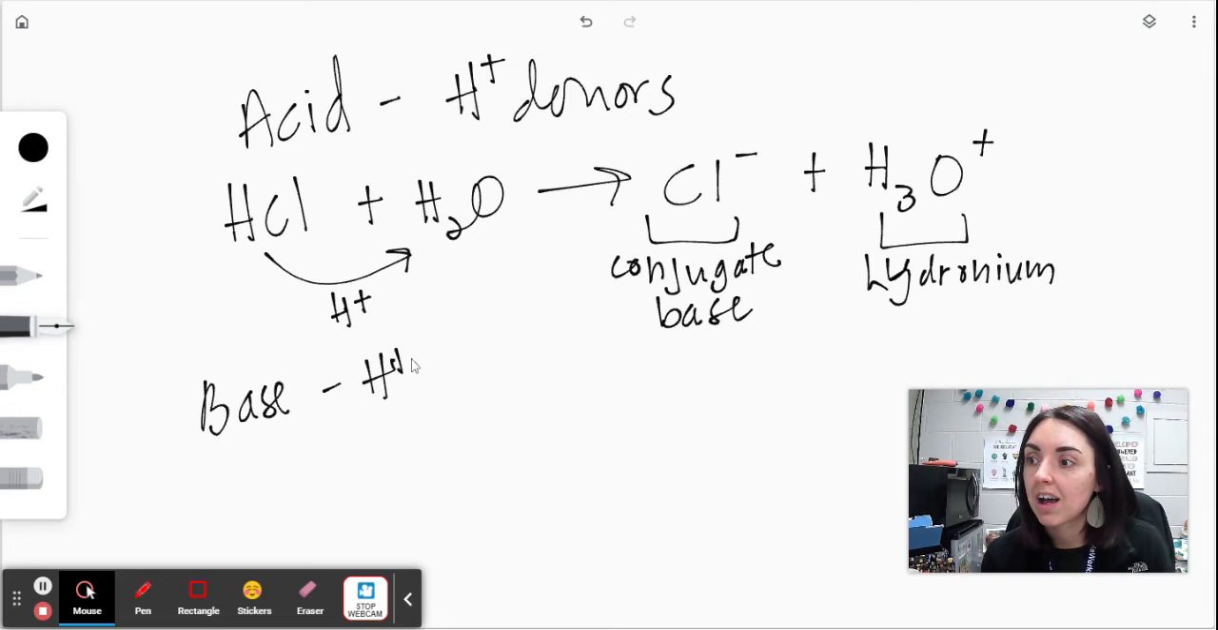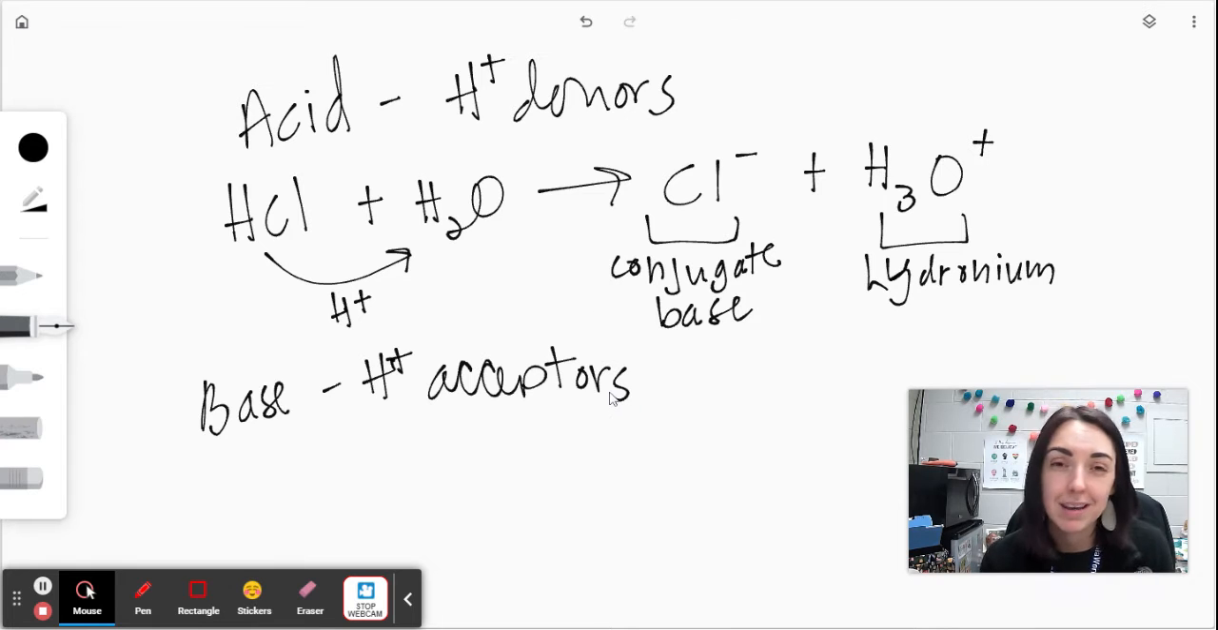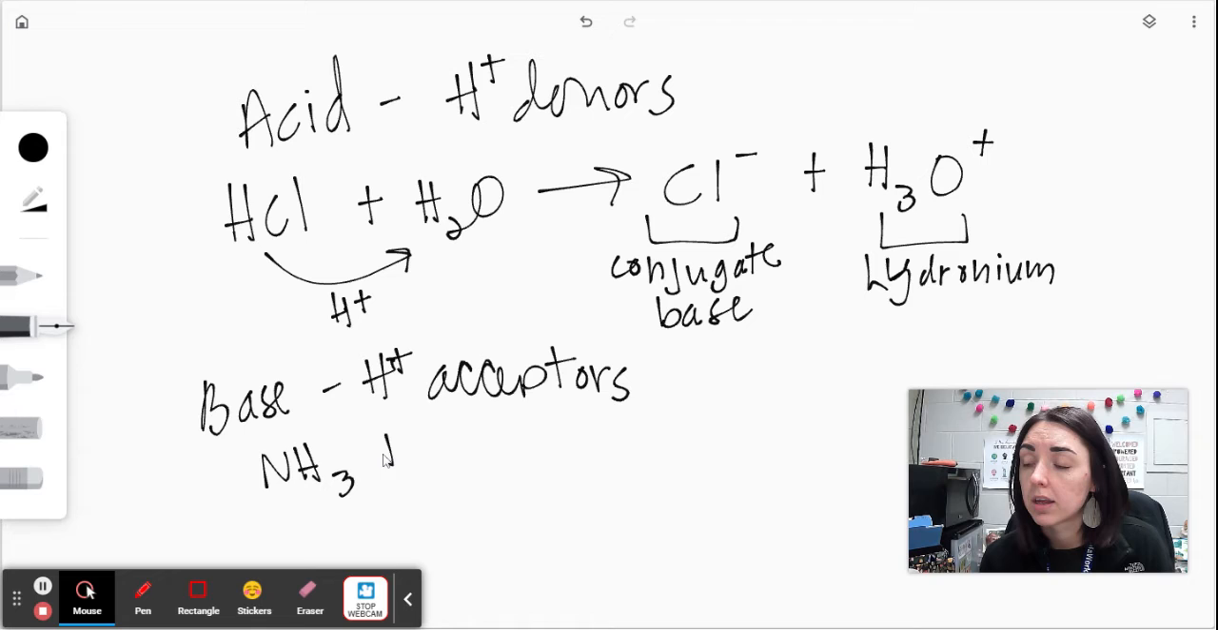They're proton acceptors. And I use the word proton and hydrogen plus interchangeably because an H plus ion is just a single proton. They're the same thing. So let's say I've got that NH3, the one that was kind of the problem. I'm going to add it to H2O.